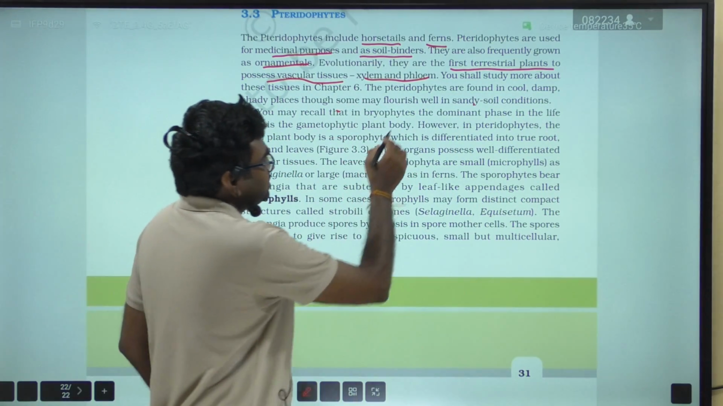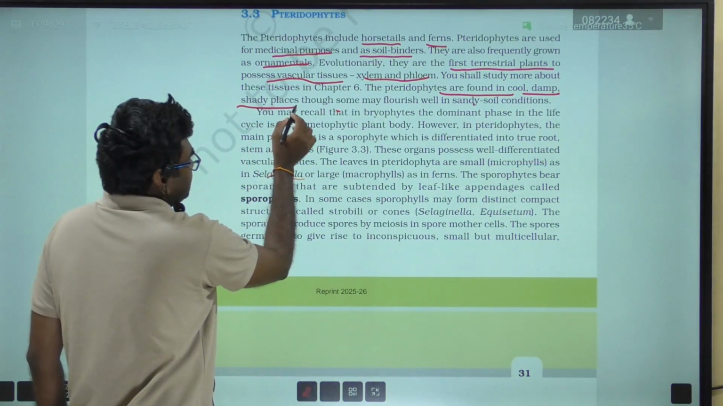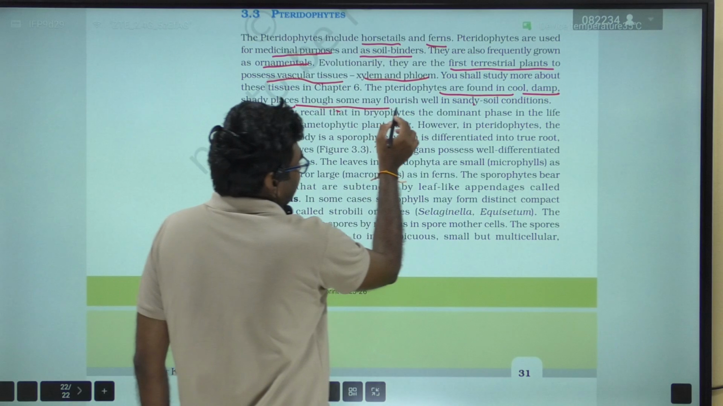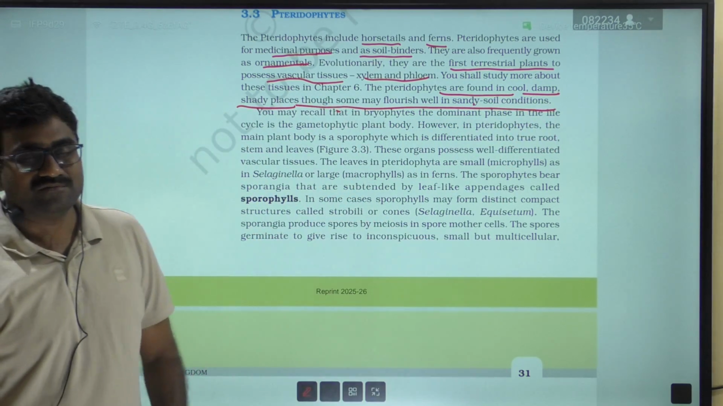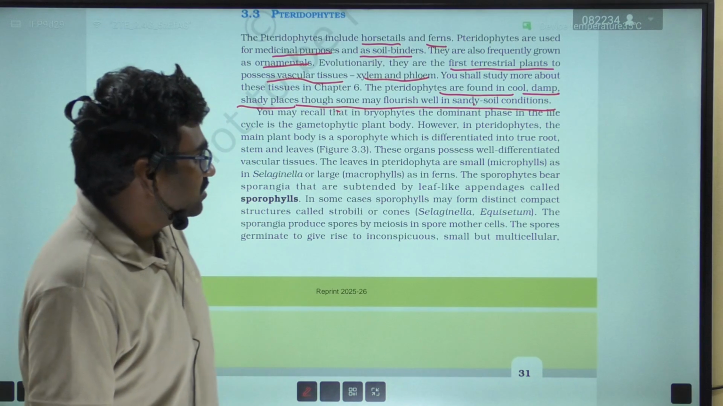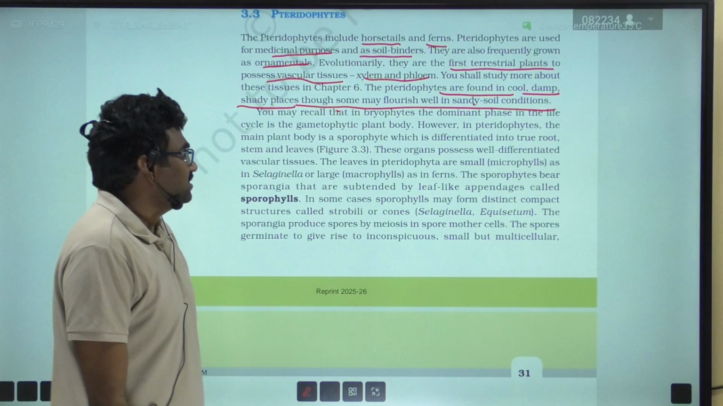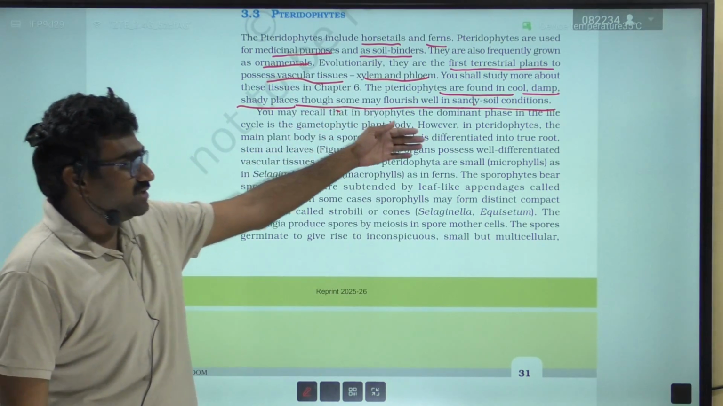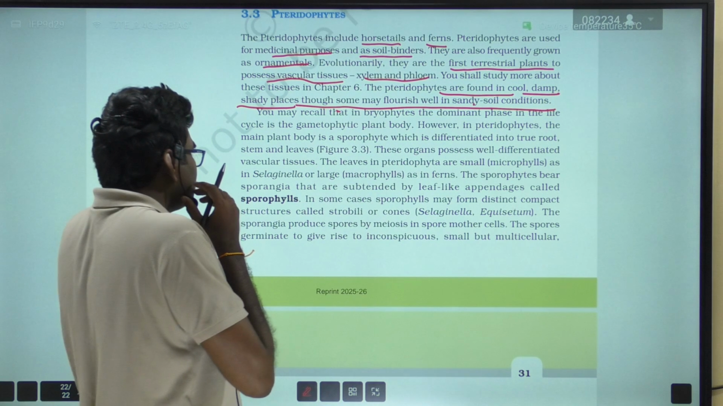The pteridophytes are found in cool, damp, shady places, though some may flourish well in sandy soil conditions. Most of them are found in cool, damp and hilly areas or shaded localities.